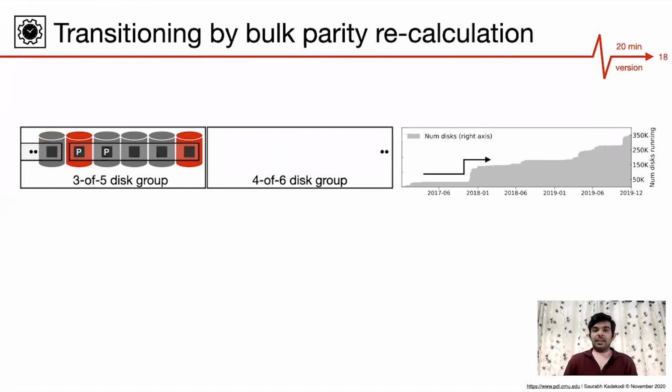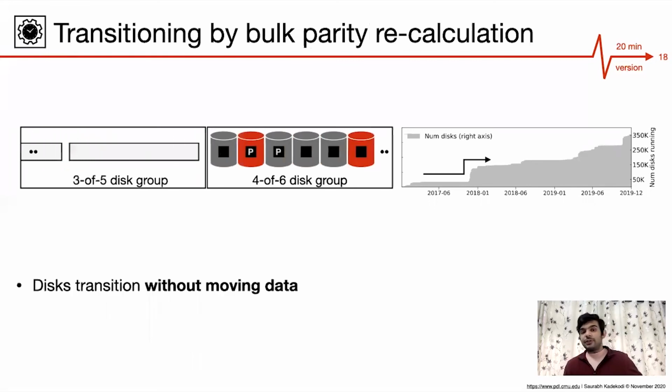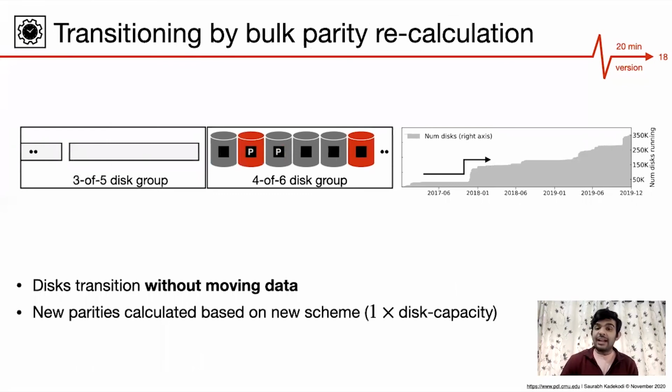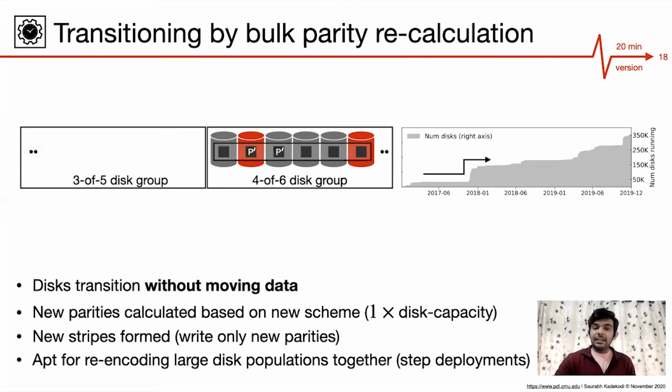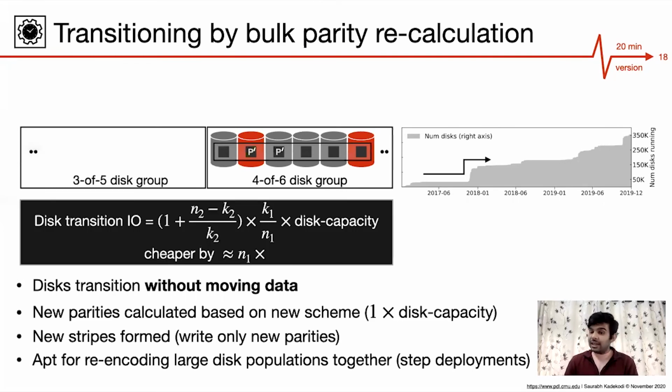For step deployments, remember that because most or all of the disks are deployed all together, they will also require transitioning all together. And therefore, you cannot use the logic of emptying disks onto other disks because there are no disks left to empty this data on. Instead, what Pacemaker does is that it logically transitions all the disks as they are, without moving any data, into the new redundancy scheme. It then reads the data and calculates the new parities, and then configures the new stripes based on the new parities, and then deletes the old metadata. This is at least N1 times cheaper and is very useful and IO efficient when most or all of the disks of a given redundancy scheme have to transition together from one scheme into another.